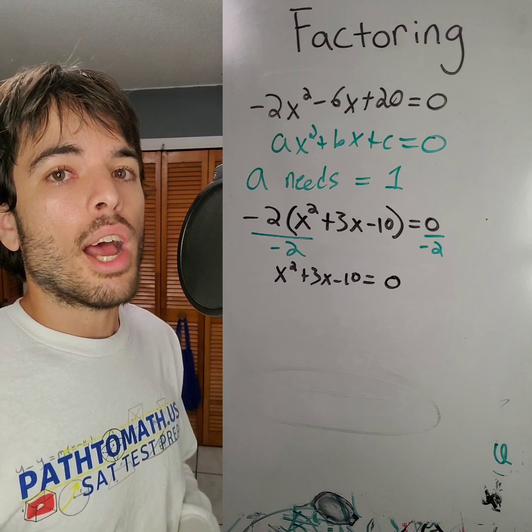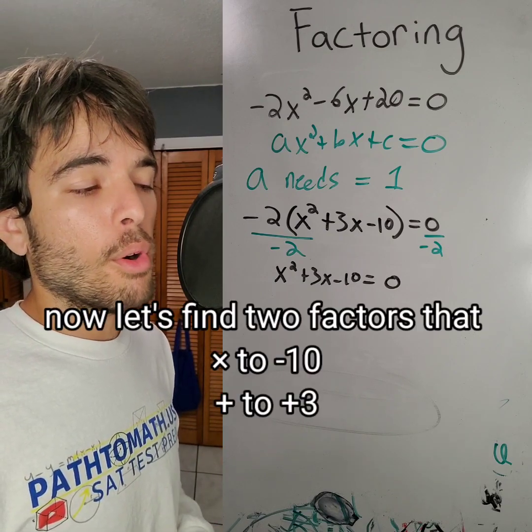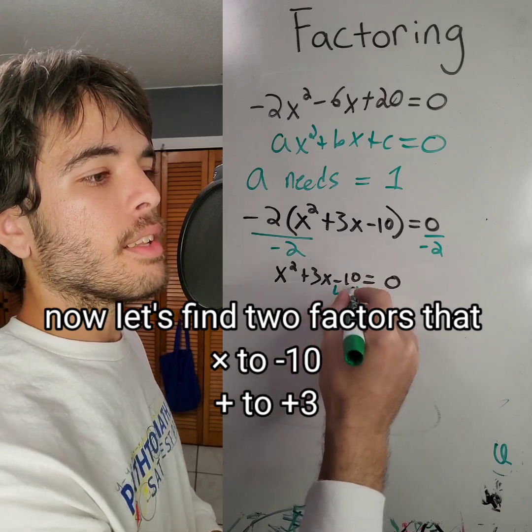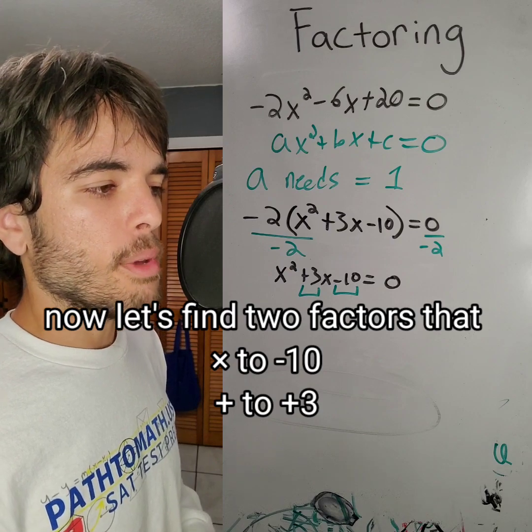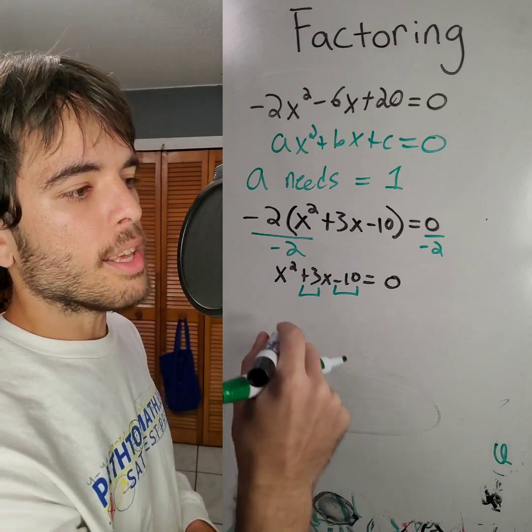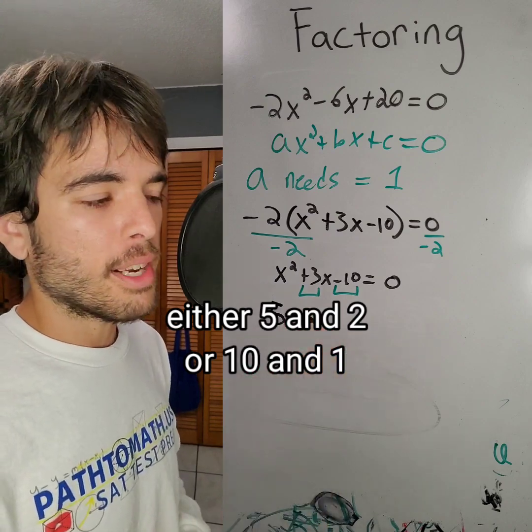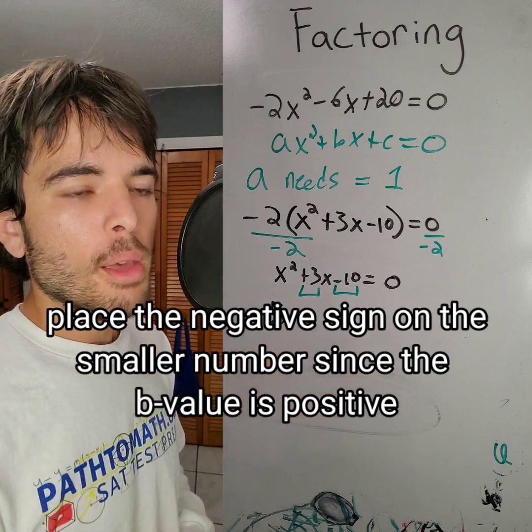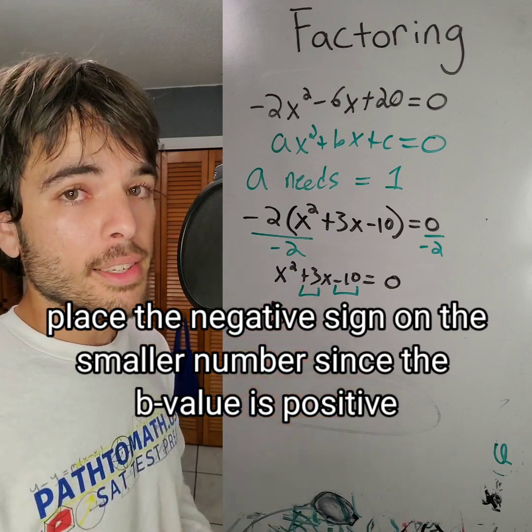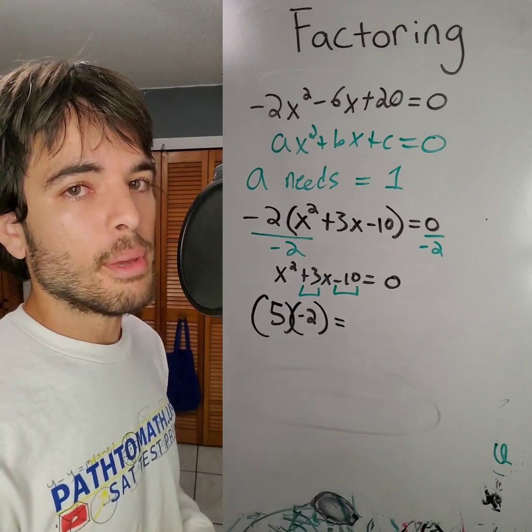Now we could factor how we've been practicing, the more basic form of factoring, which is finding a number that multiplies to c and adds up to b. In our case, our c is a -10, our b is a positive 3. So let's look at 5 and 2. I know they multiply to 10. I'm going to apply the negative sign to the smaller number because my b value is positive. If my b value were negative, I would have applied it to the bigger number.